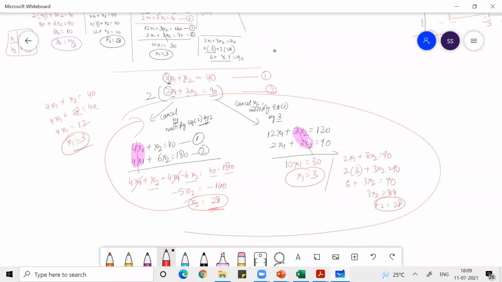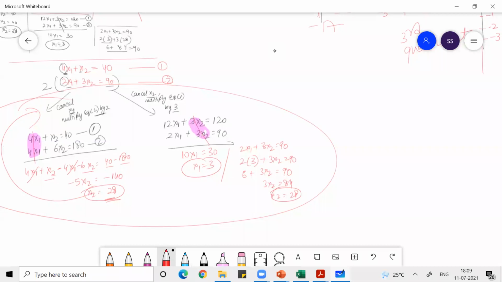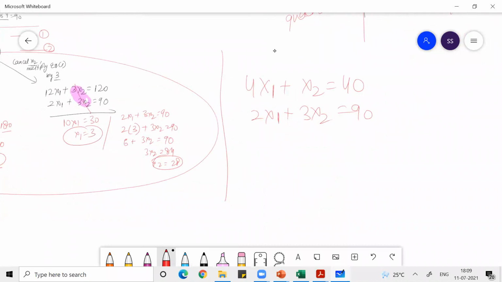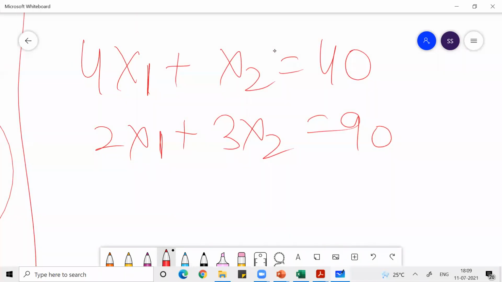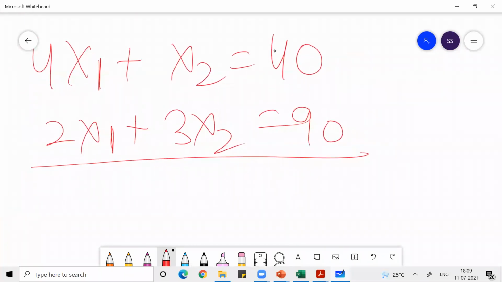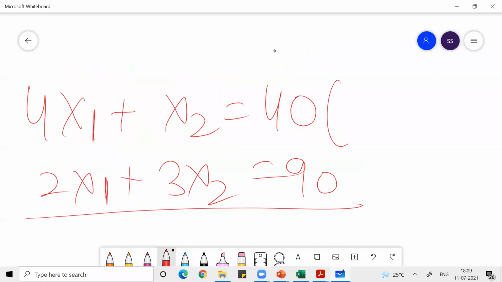So this is one way of solving. Another way to solve these equations: 4x1 plus x2 is equal to 40, and 2x1 plus 3x2 is equal to 90. Now, what you can do here is write x2 is equal to 40 minus 4x1. Yes, sir. Can I write this? x2 is equal to 40 minus 4x1.